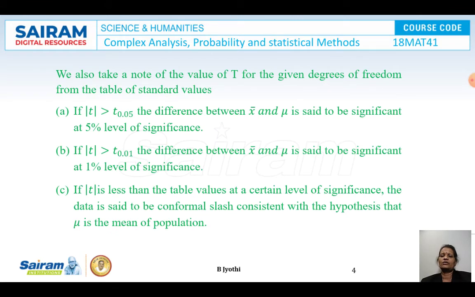We also take note of the value of t for the given degrees of freedom from the table of standard values. If mod of t is greater than t of 0.05, the difference between x bar and mu is said to be significant at 5% level of significance. If mod of t is greater than t of 0.01, the difference between x bar and mu is said to be significant at 1% level of significance. If mod t is less than the table value at a certain level of significance, the data is said to be consistent with the hypothesis that mu is the mean of the population.